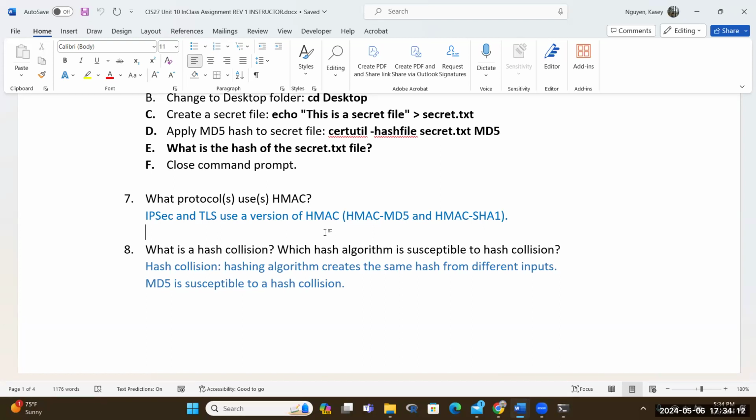And we talked about hash collision, where two inputs have the same hash value. It's not supposed to be, right? Every object or every input needs to have a different value. So a hash algorithm creates the same hash from different inputs, and MD5 is susceptible to hash collision.